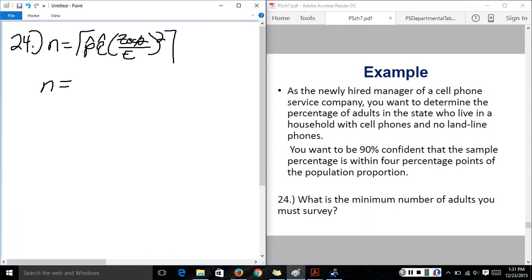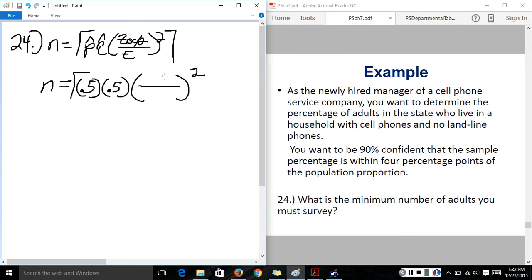Well, the first thing to look at is p hat. Do I have a sample proportion or an estimate of the population proportion that I can work with? In this particular scenario, I do not. So I'm going to let p hat be 0.5. Well, q hat is 1 minus p hat, so 1 minus 0.5 is also 0.5. That's q hat. Those are substituted in.